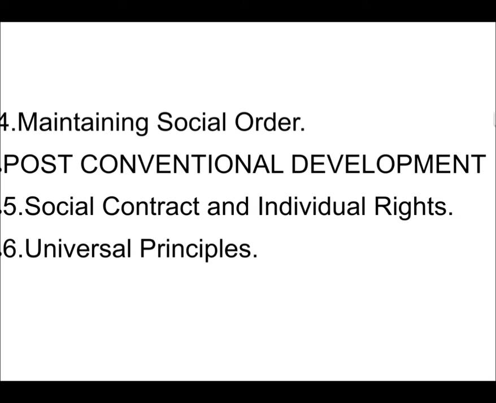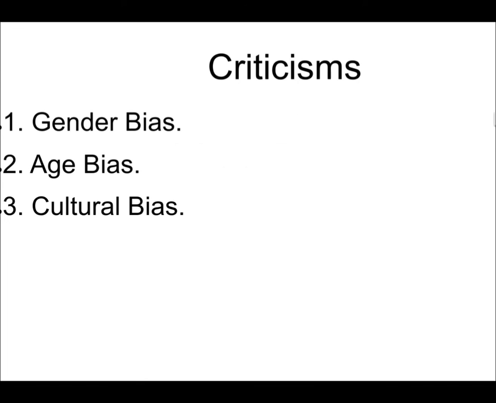Universal principles is the final stage of Kohlberg's theory, and it is based on universal ethical principles and abstract reasoning. People will follow these internalized principles of justice even if they conflict with laws and rules. In this they will think at the universal level, not only for the individual or for the society, but the child will think in the universal way.